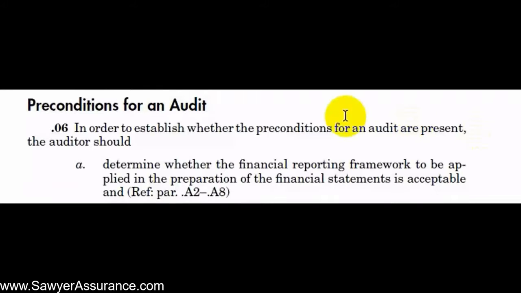All right, so we saw in the last video that the preconditions for an audit are basically that the financial reporting framework is acceptable and also that management has agreed and acknowledged its responsibilities. So let's explore how to determine the first one is present, that whether the financial reporting framework to be applied in the preparation of financial statements is acceptable. So how would we go about doing that? Let's go down to some of the other explanatory material to understand this area.